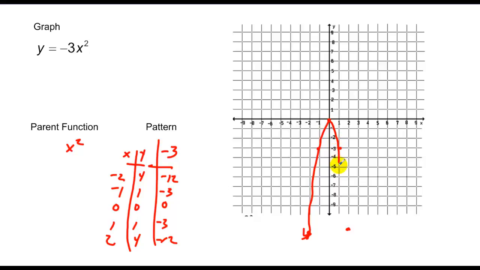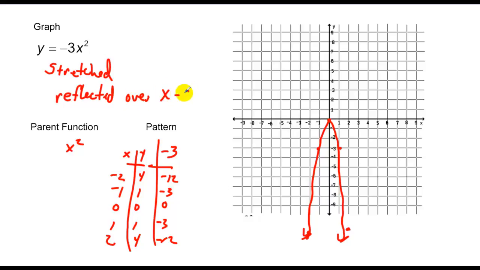However, not only is this stretched, but it's also reflected over the x-axis. And this negative had something to do with that, because I'm taking all my y values, which were positive, and now I'm making them negative by multiplying by a -3.